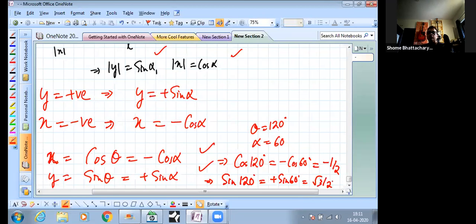This process, okay. Theta is 120. So first from theta we calculate alpha, where alpha is 180 minus theta. And then we use these two formulae over here. These become the generic formulae: that cos theta is minus cos alpha and sine theta is plus sine alpha.